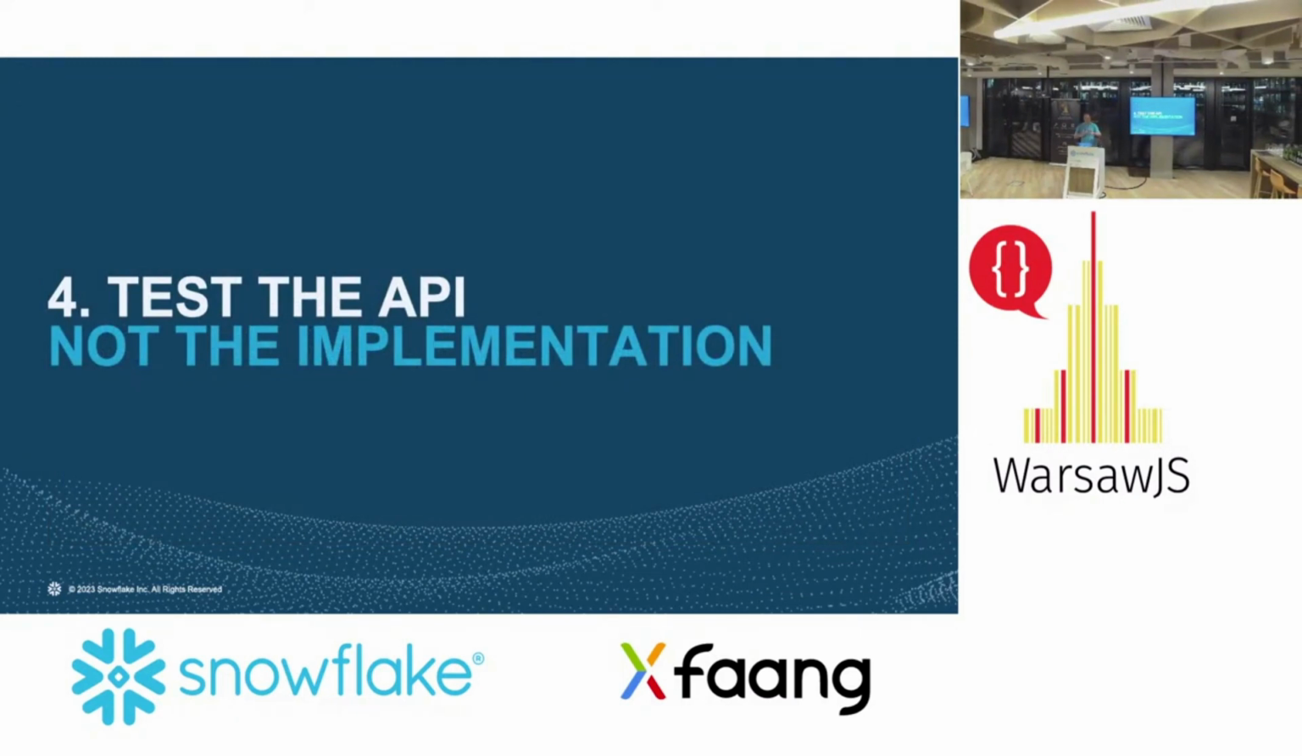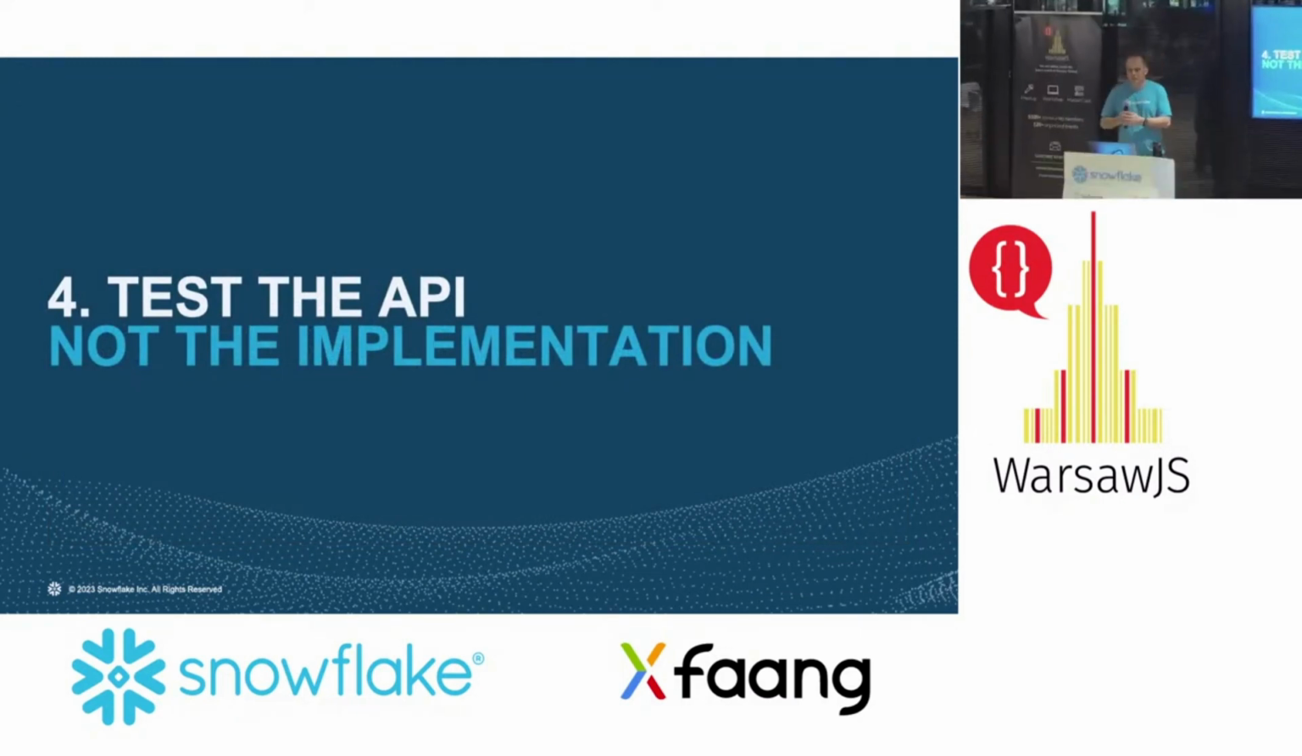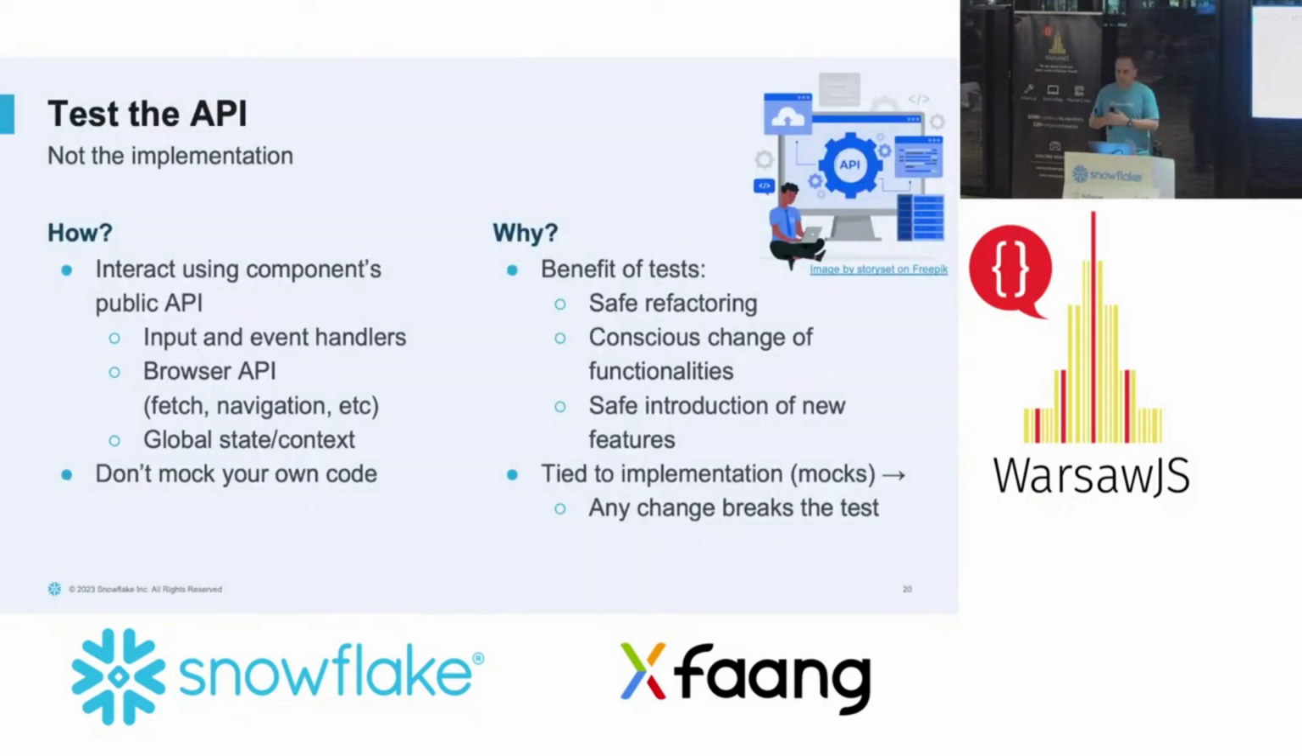OK, this one is kind of close to my heart because of the test-driven development experience. Test on the API and not on the implementation. So what I do in a test is I interact with the component using its public API. So what's a public API of a component? It's its inputs and outputs, first of all. So what I'm passing via props in React, as well as the execution environment, like the browser with its networking, navigation, local and session storage, as well as the global state of the application that my component might assume is available at runtime.